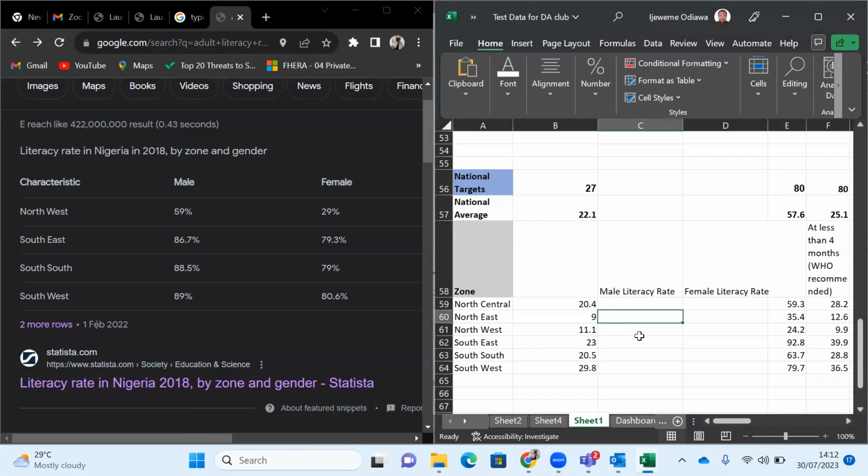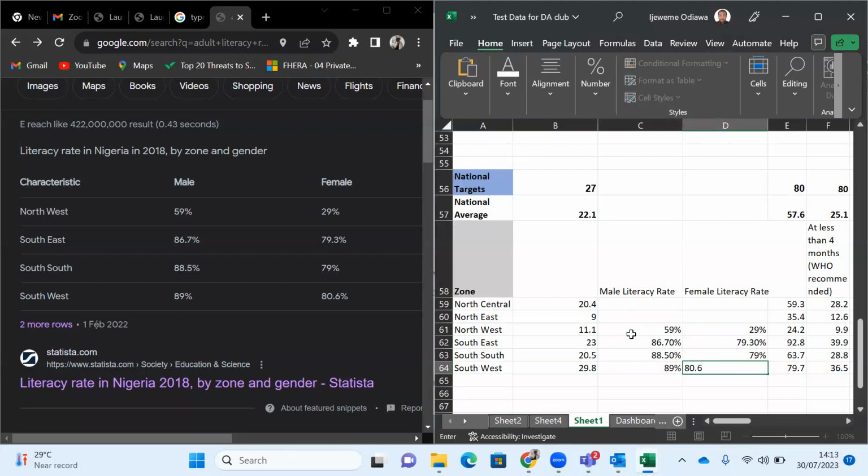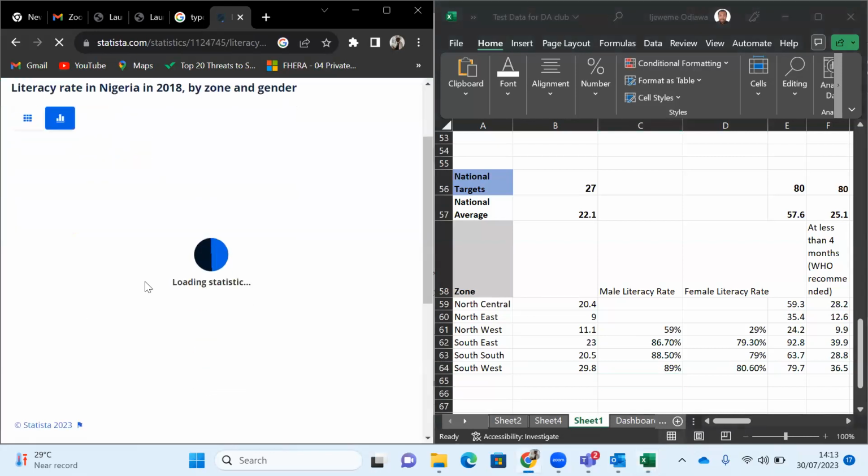Northeast, not showing. Northwest, 59% for men, 29% for women. Southeast, 86.7% for men, 79.3% for women. South-South, 88.5% for men, 79% for women. And the Southwest, 89% for men and 80.6% for women. Let's see, by the time we open it, we can see for the Northeast and the North Central.